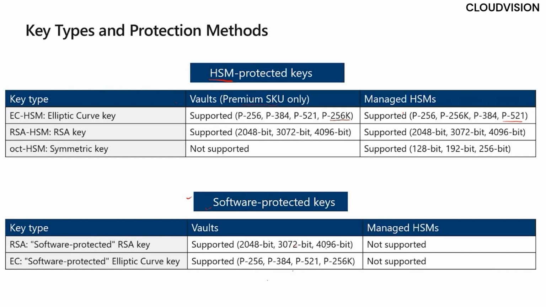For RSA keys, this is the size. Maximum size is 4096 bit. This is 4096 bit, same for managed HSM. Same goes for software Key Vault. If you go with the software vault, you can have these two types of keys, RSA and EC key. And this is the size that they have given.